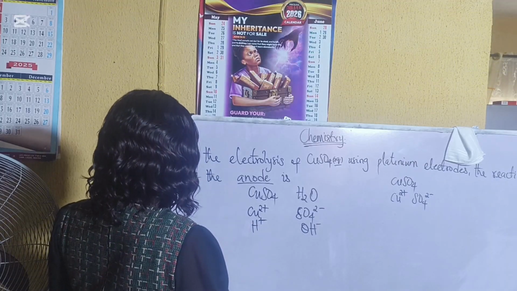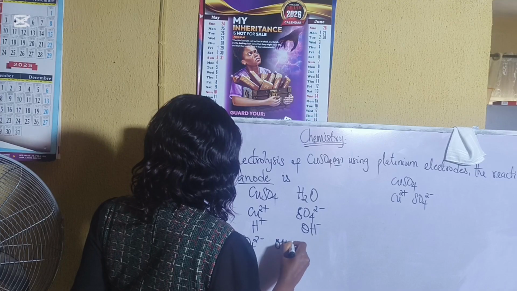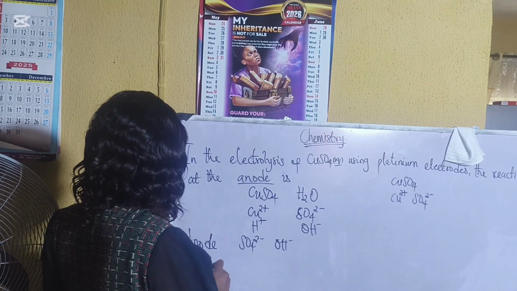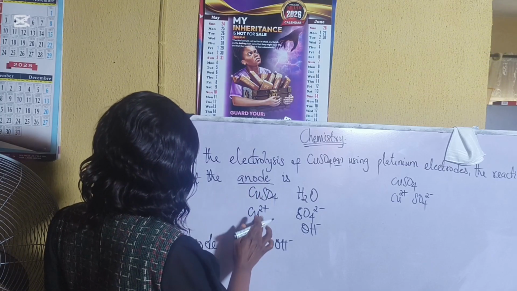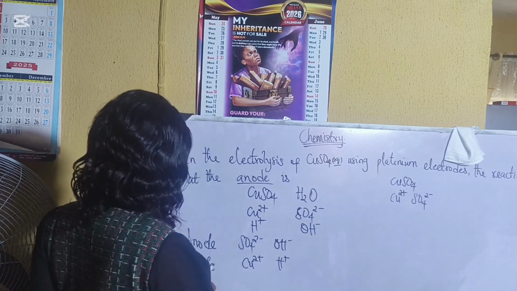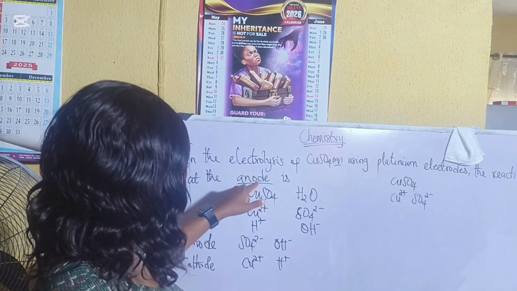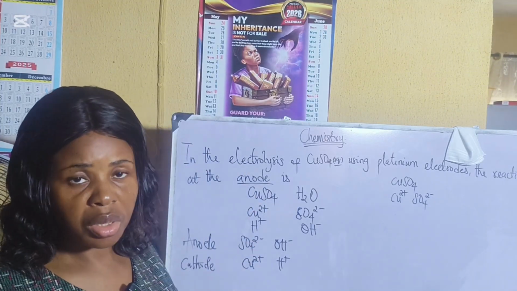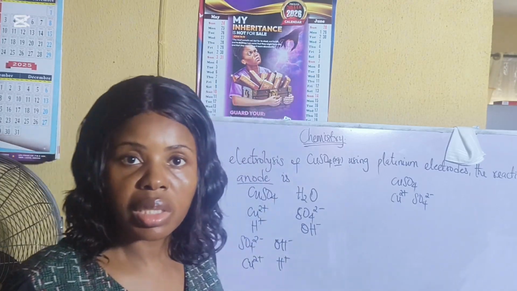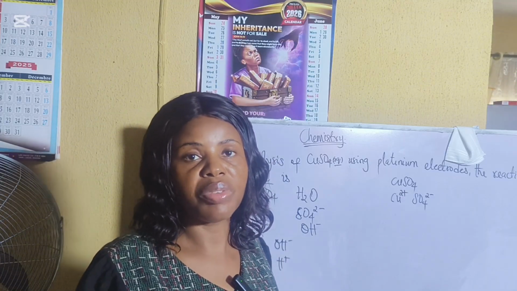So at the anode, I have these ions that are present, this and this. These are the ions that will migrate to the anode, while at the cathode, which is the negative electrode, the positive ions Cu2+ and H+ will both migrate here. But this question is all about the reaction at the anode. And what happens at the anode is oxidation. And we talked about oxidation. Oxidation means loss of electrons, increase in oxidation number, addition of oxygen and removal of hydrogen.